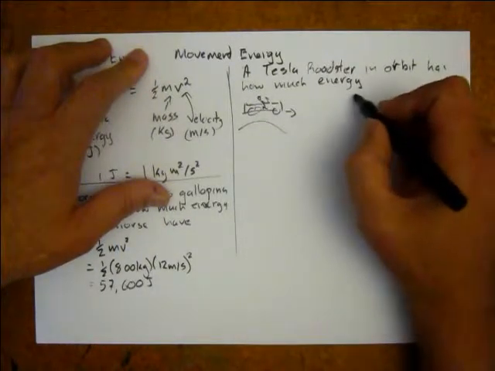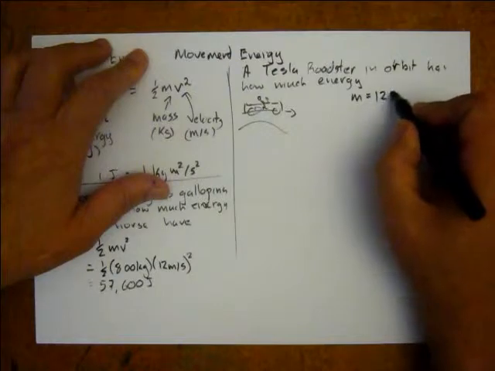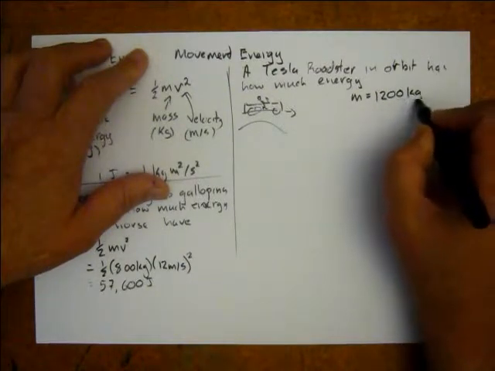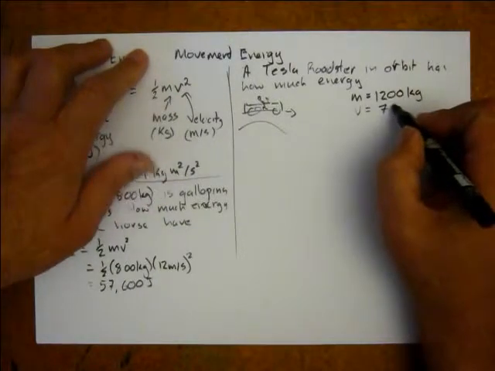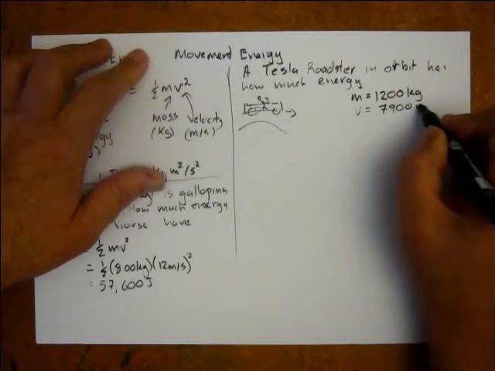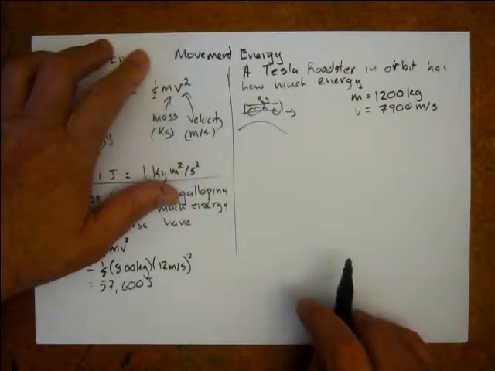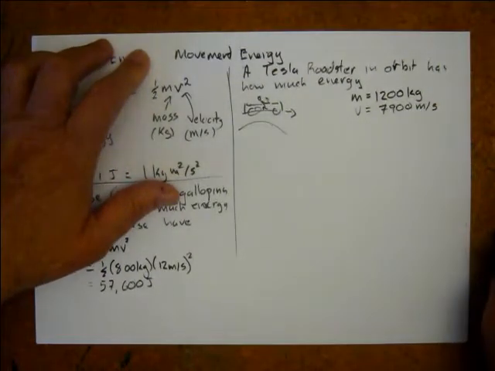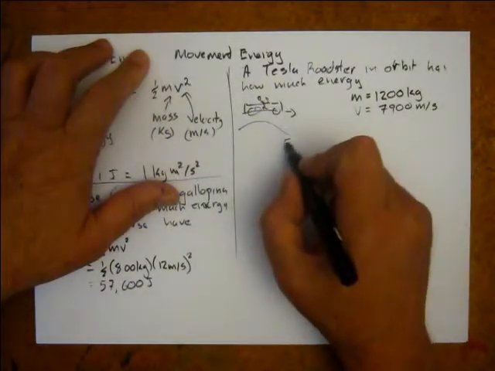So what do we know? We know the mass. Well, I don't know how much a Tesla Roadster weighs. Let's say it weighs 1200 kgs. I know the velocity is going to be around 7,900 meters per second. Orbital velocity around Earth, low orbit, is 7,905 meters per second, so around 7,900 meters per second. How much energy does that have?